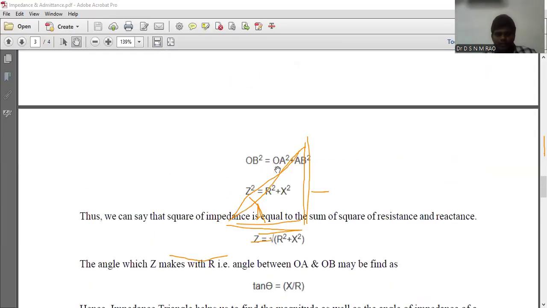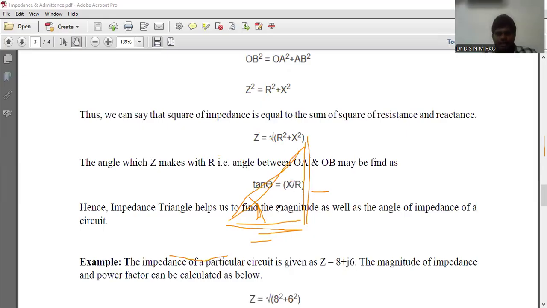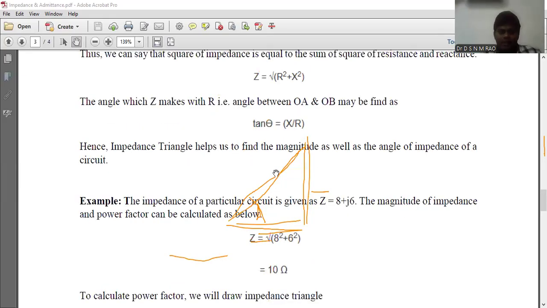So hypotenuse square equals side square plus side square, that is Z square equals R square plus X square. Z equals square root of R square plus X square. And tan phi equals X by R, so phi, or theta, equals tan inverse X by R. In this way, we will calculate the magnitude as well as the phase angle.